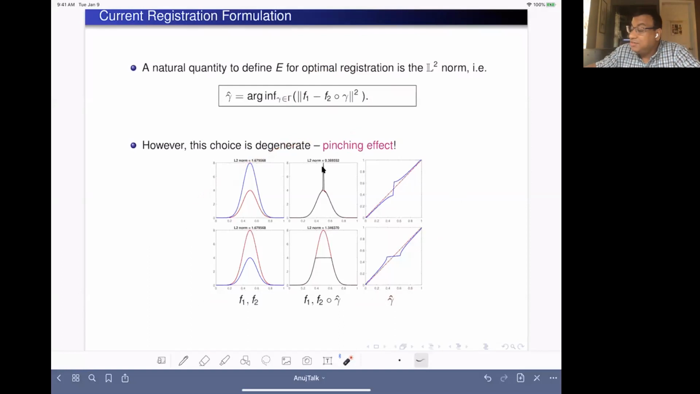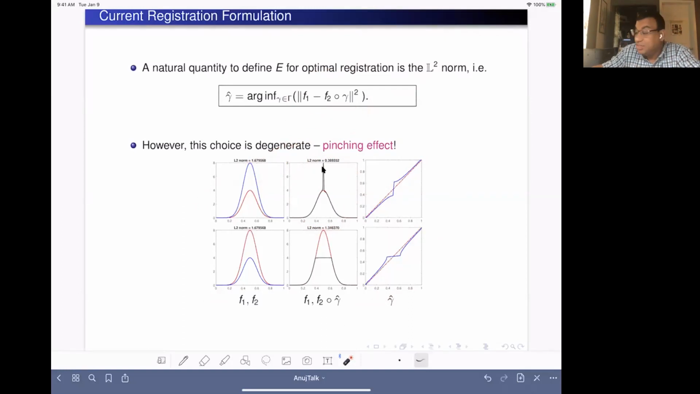Turns out that this norm is degenerate. I have two very different functions and I can reduce the difference between them to 0 under the L2 norm by just pinching a part of the curve. Take a big part of the curve and pinch it into singularity. And I can have this time warping function which almost climbs vertically. So this was a non-starter because this is degenerate. You can give me two very different functions and I can make this difference almost 0.